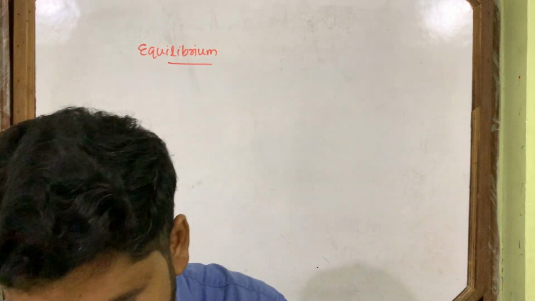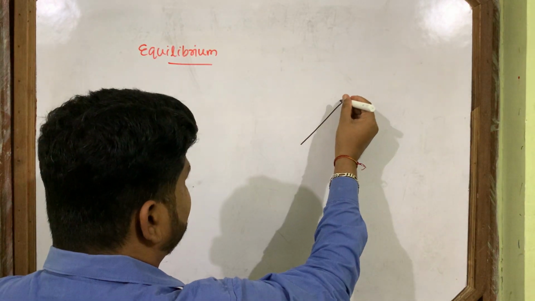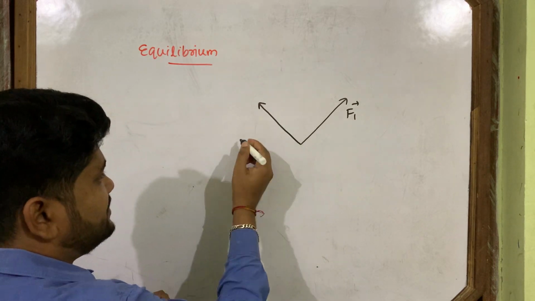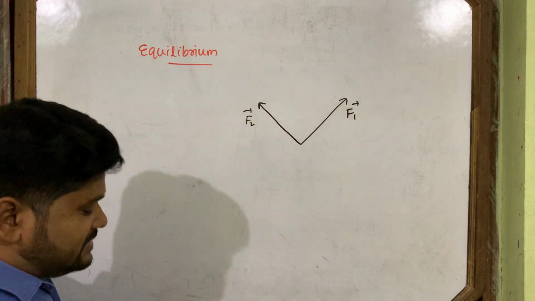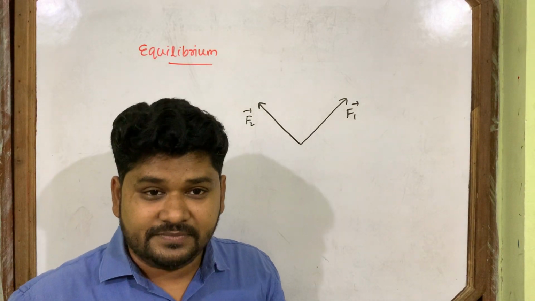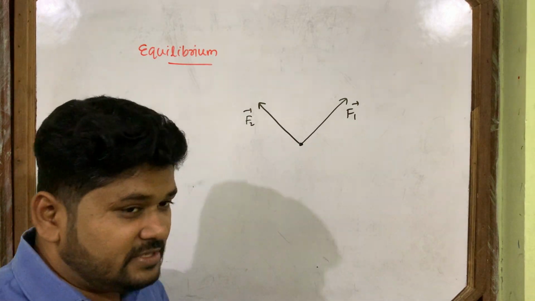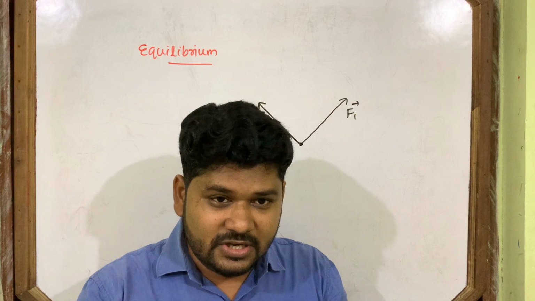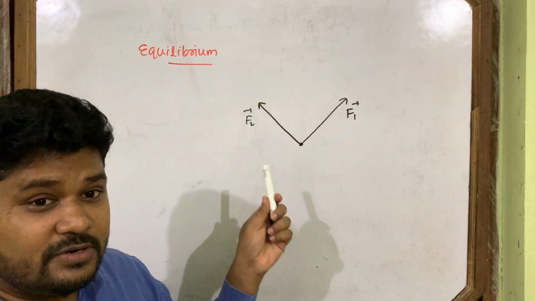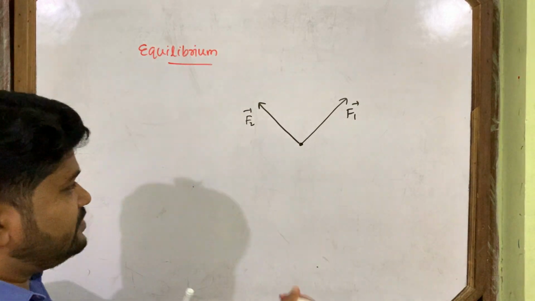Now let's see how this is possible. This is one force, F1. This is one force, F2. If only these 2 forces act on this point, is equilibrium possible? Not at all. Equilibrium is not possible. Then to which side will this point move? Along the resultant.